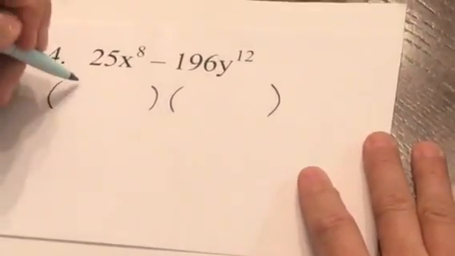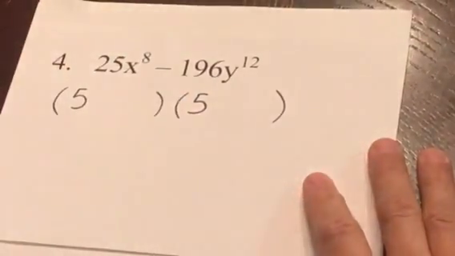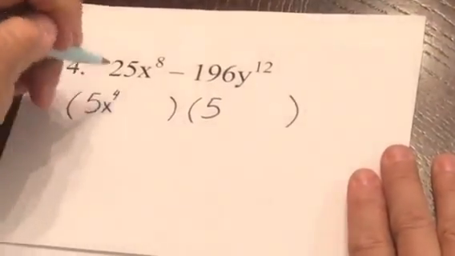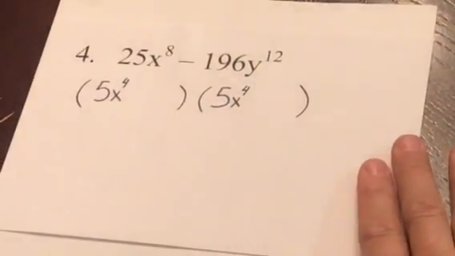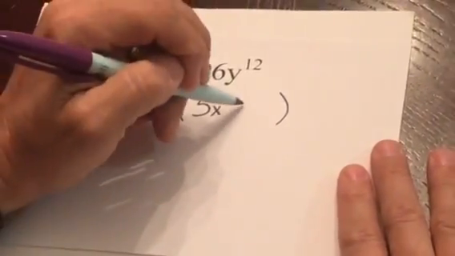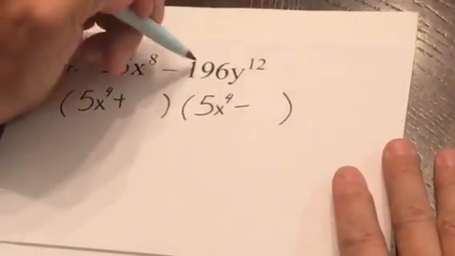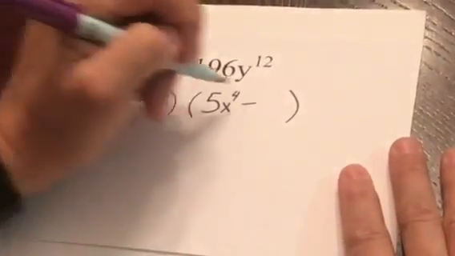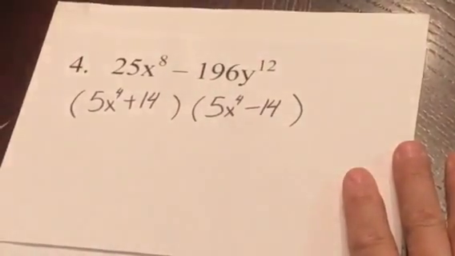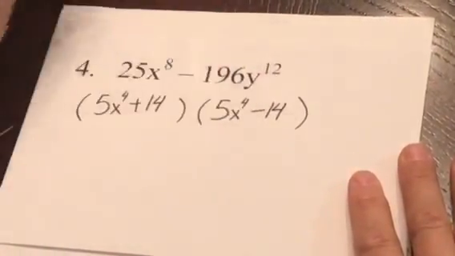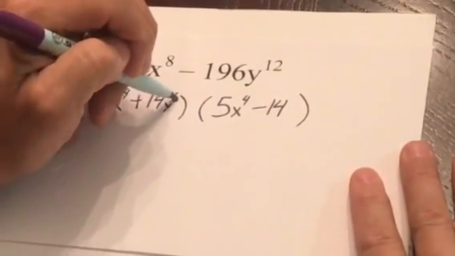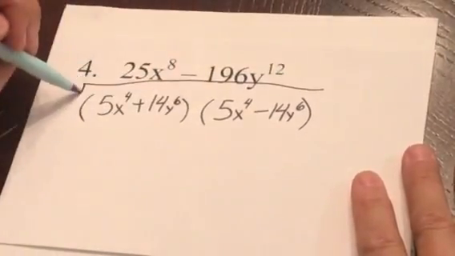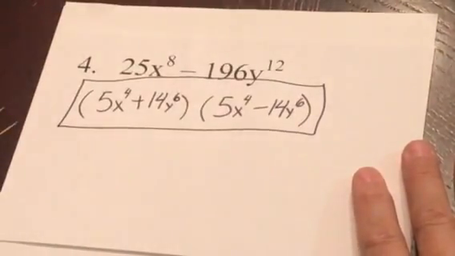Square root of 25, 5 and 5. X to the 8th, we split that up evenly. X to the 4th, x to the 4th. 1 plus, 1 minus, 196. Again, that square root number was 14. So 14 and 14. And y to the 12th, split that up evenly. Y to the 6, y to the 6. And there's our final answer for number 4.